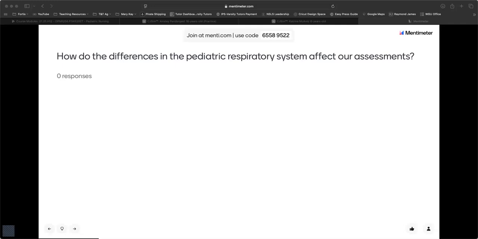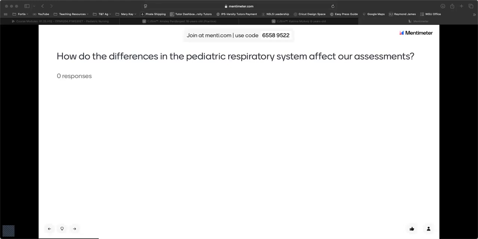You guys can type them in if you don't feel like talking to me. I'll drop our Menti link in the chat again. There we go. So, how can those changes in the pediatric respiratory system affect our assessment of them? What are some things that we see with them that tell us that they're having difficulty breathing?